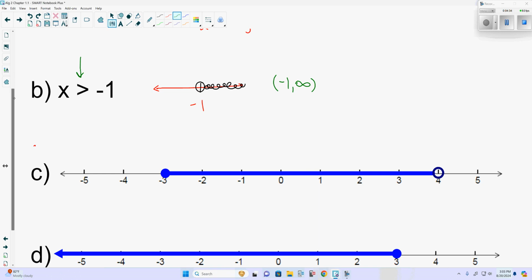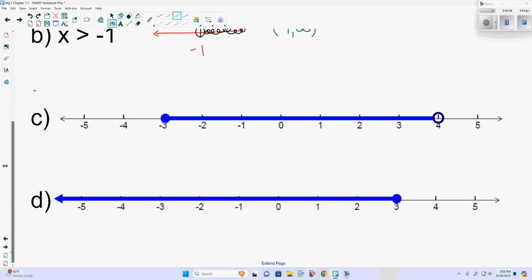Let's look at the next one. This one here gave us the graph already. So we do have two endpoints, -3 and 4. We can list them first. Since the -3, the dot is shaded, we'd have a bracket. Since the 4's point is an open circle, it is a parenthesis.